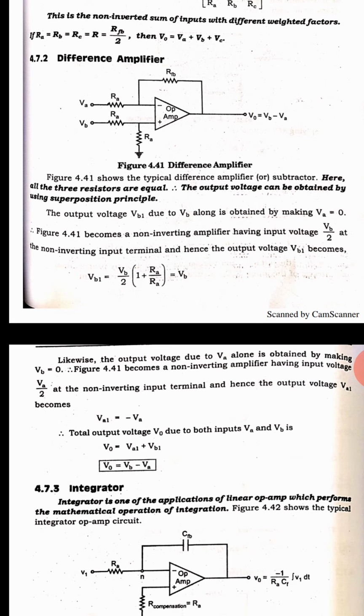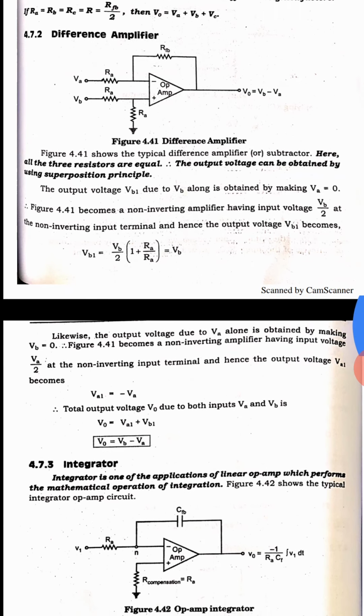Okay. Similarly, consider VA alone, make VB as 0. Then what happened? We have a well-known expression that the output voltage VA1 is equal to minus of feedback resistance RFB divided by RA into input voltage VA. So RFB and RA values are the same, so they cancel each other. So the output voltage VA1 is equal to minus VA.